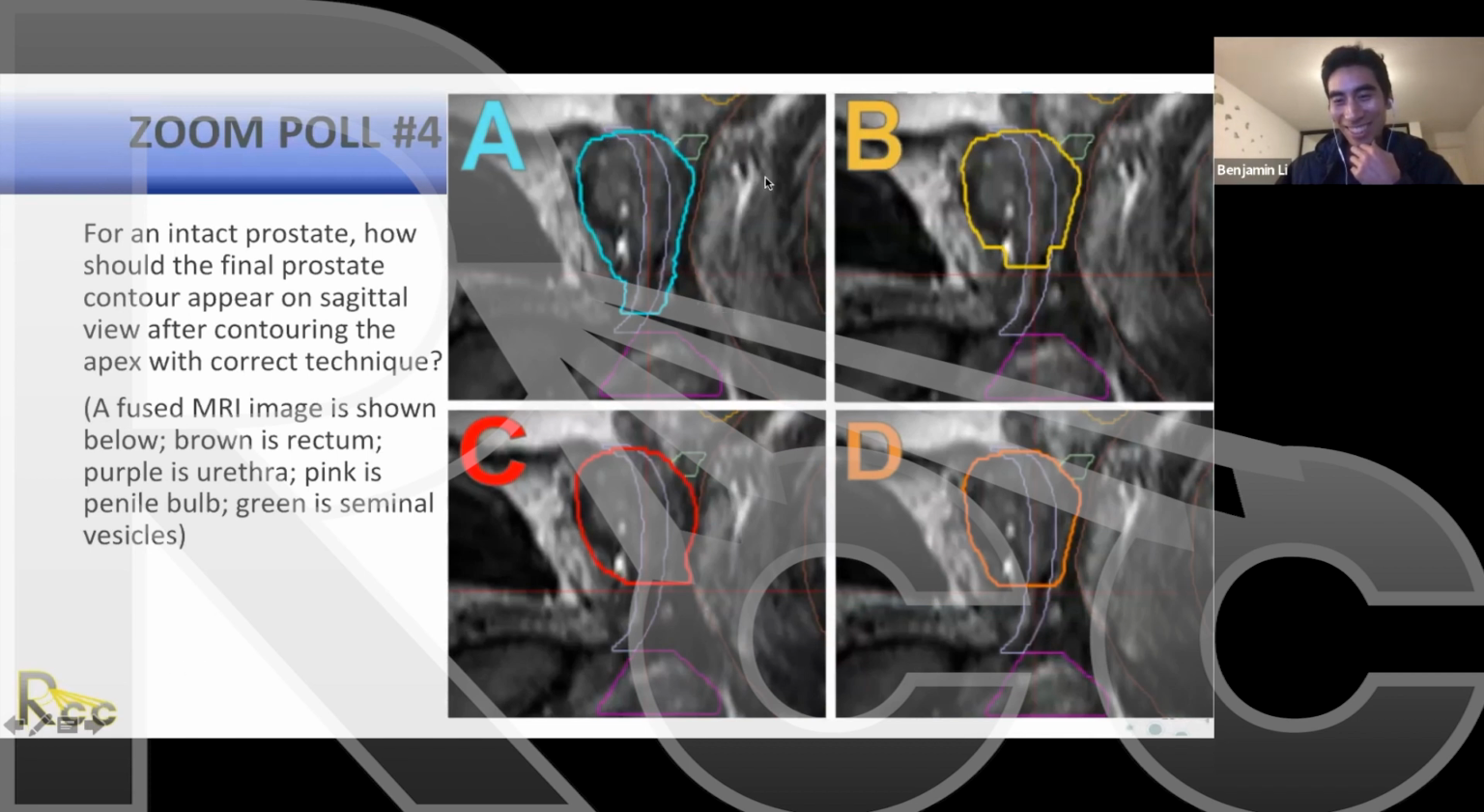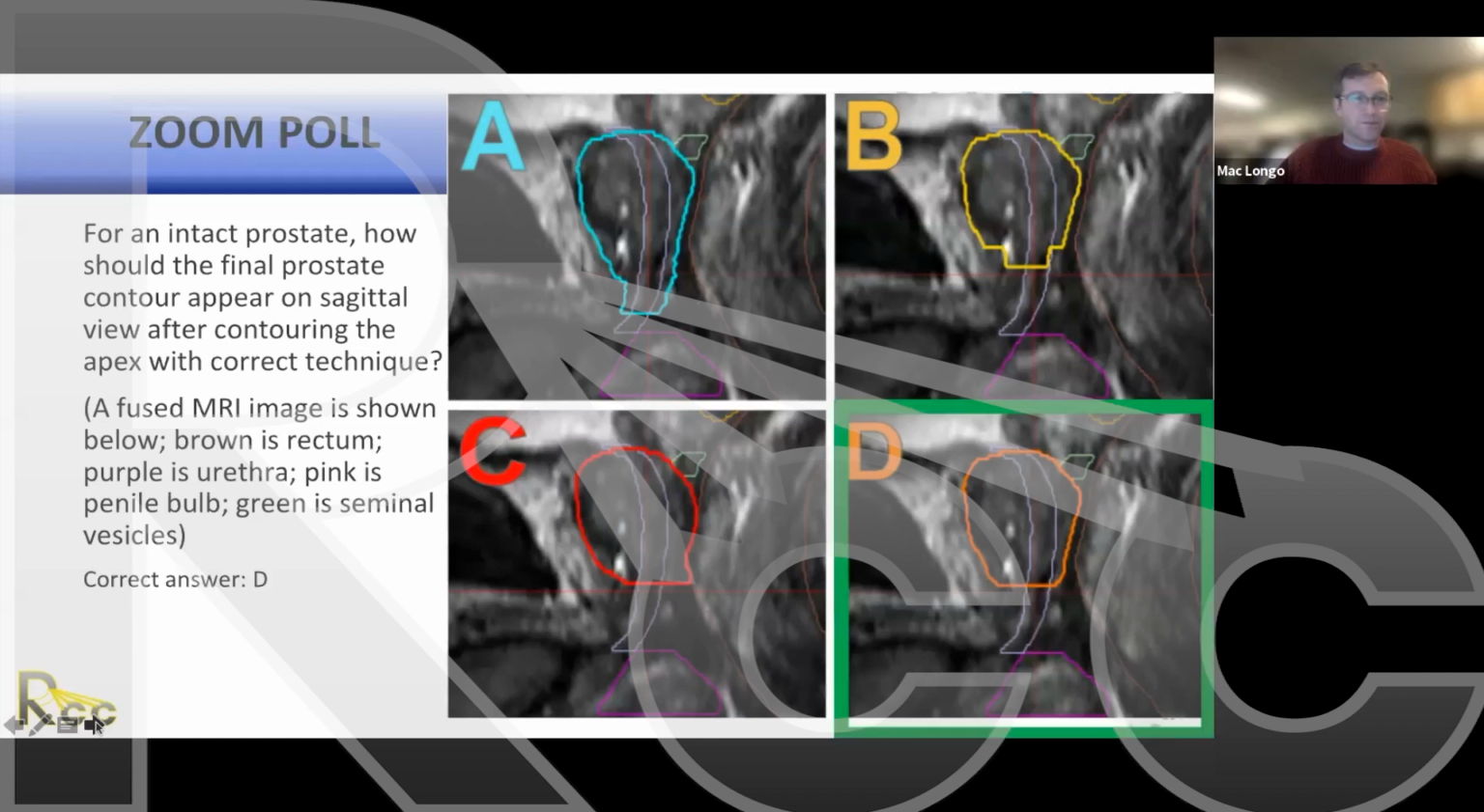Okay, ready for the results? So we'll go forward. The correct answer is D. That was the second most popular choice. 27% got that right, but the selections were pretty evenly split.